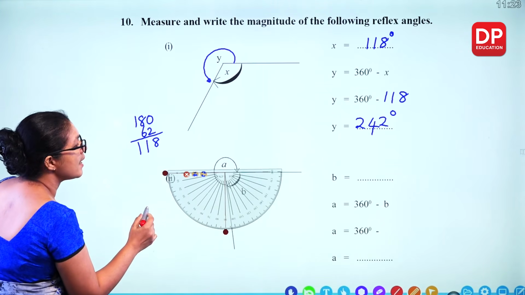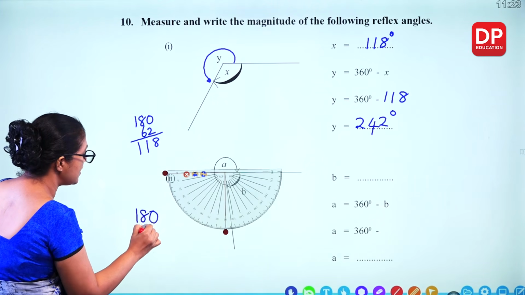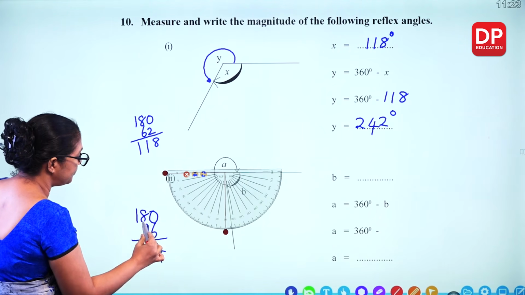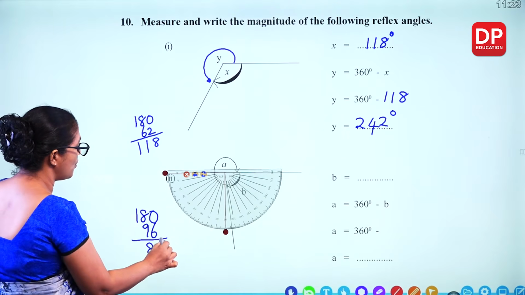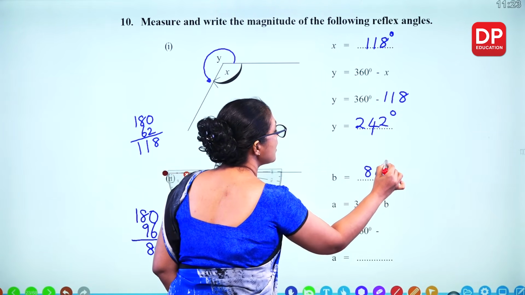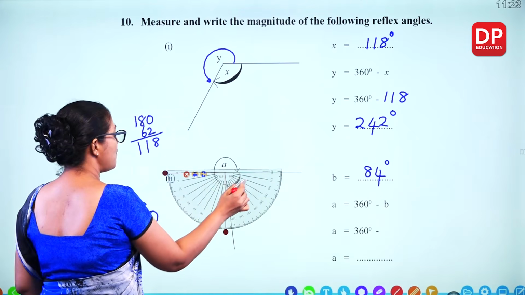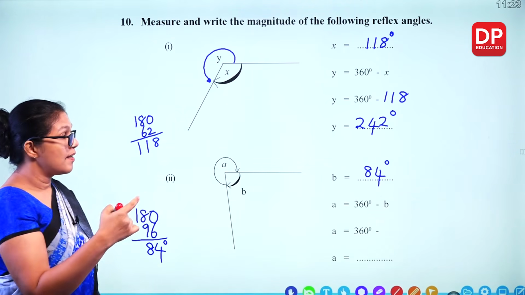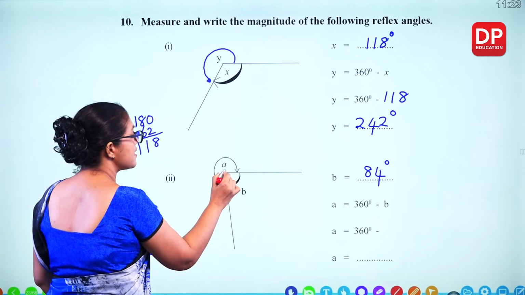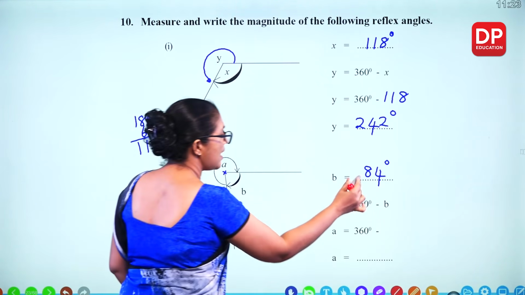So what's the acute angle? I get 180 minus 96. 84 degrees. So B angle is 84 degrees. That's an acute angle. So how can we find out the A angle? Reflex angle, 360 minus 84.